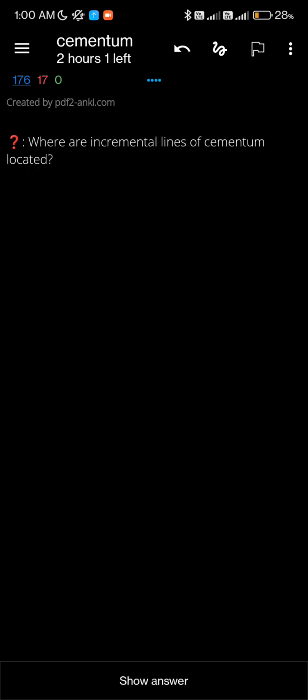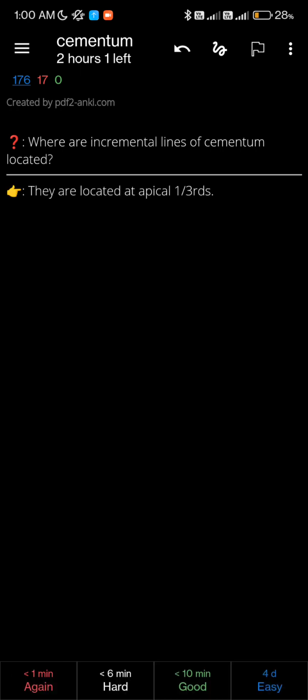Where are incremental lines of cementum located? Incremental lines of cementum are located at the apical one-third.